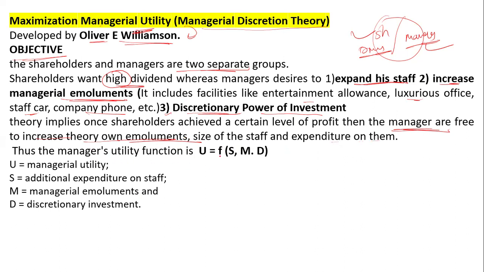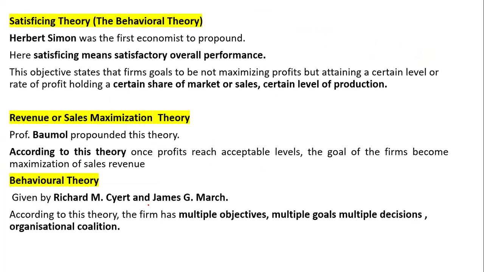Here the manager's utility function has a formula. What is this formula? U means managerial utility. S means additional expenditure on staff, whatever additional expenditure you are doing for the staff. M means managerial emoluments, which we already discussed; emoluments means whatever facilities. And D means discretionary investment. Clear?